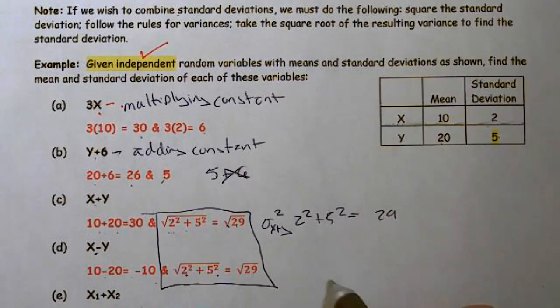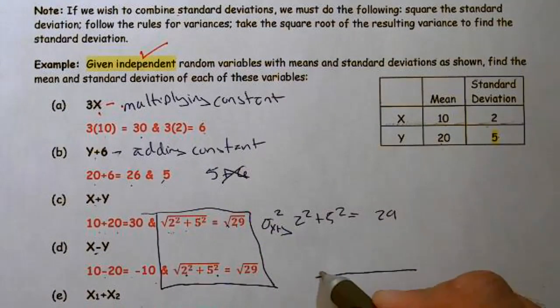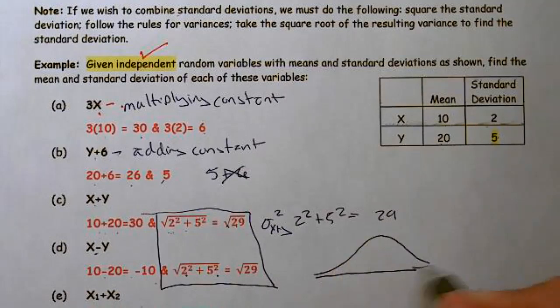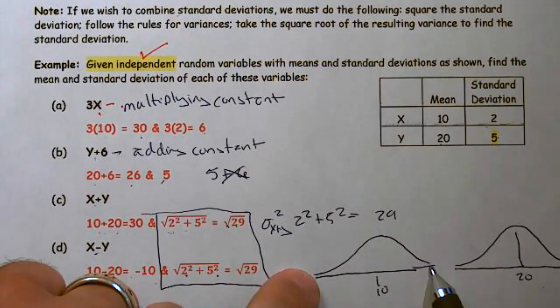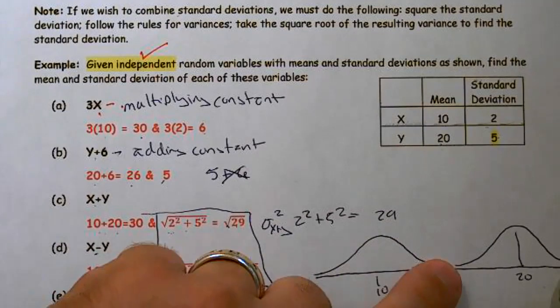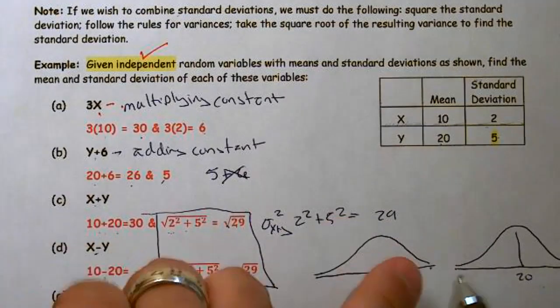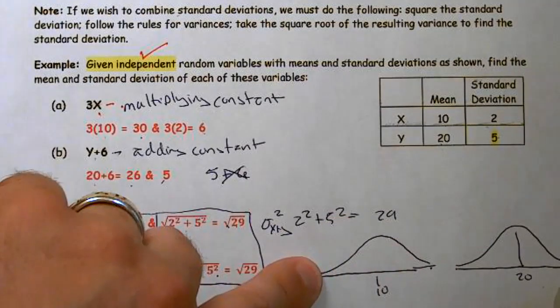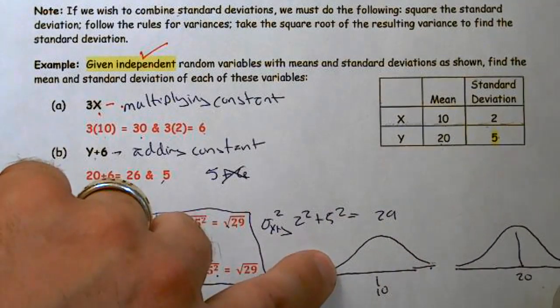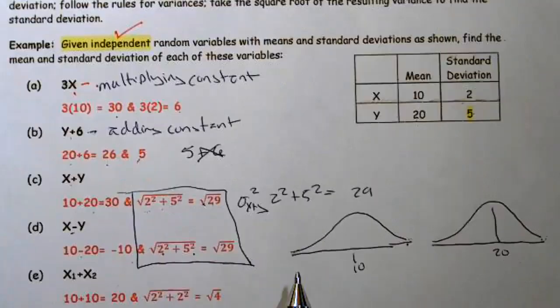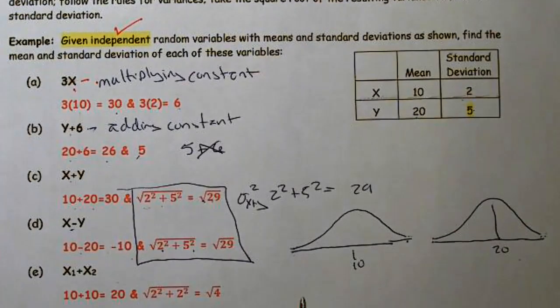Think about this. Think about me having two distributions. One distribution that had a mean of 10, another distribution with a mean of 20. Well, here's the spread of this one, and here's the spread of that one. When I subtract, yes, my mean shifts, but now my data is combined together. So my data has all this spread right here and all this spread. So my spread increased, and that's why we sum.